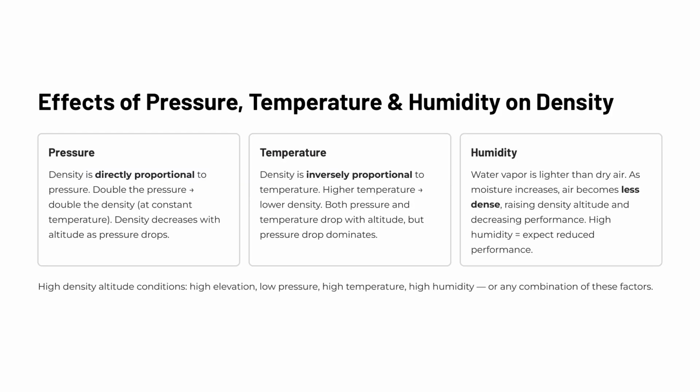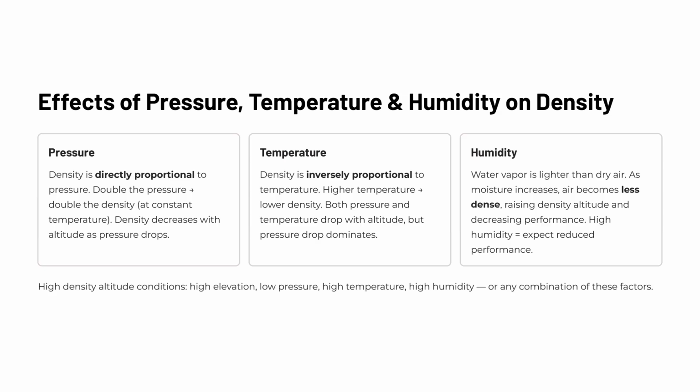Density altitude is directly influenced by 3 atmospheric variables: pressure, temperature, and humidity. Understanding how each one affects air density is essential for making sound performance decisions. Starting with pressure, density and pressure are directly proportional. If you double the pressure while keeping temperature constant, you double the density. As you climb in altitude, pressure drops, and so does air density. This is why aircraft performance decreases at higher elevations.